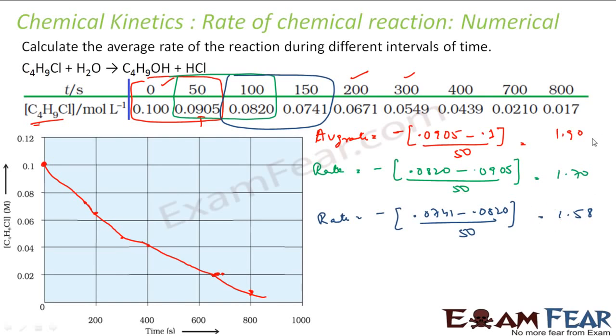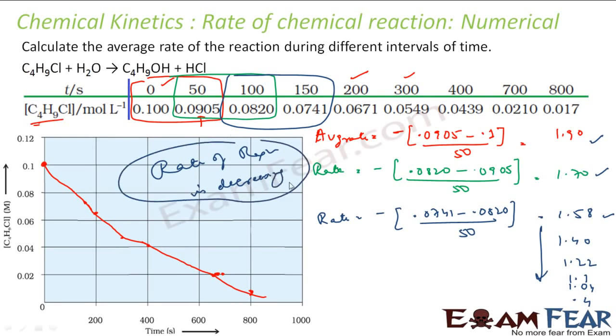You keep solving it, you see that the rate is decreasing. It's 1.9, 1.7, 1.58. The next will come out to be 1.4, then it will be 1.22. You can solve it. Then it will be 1.1, 1.04, and the last will be 0.4. You see the rate of reaction is decreasing.